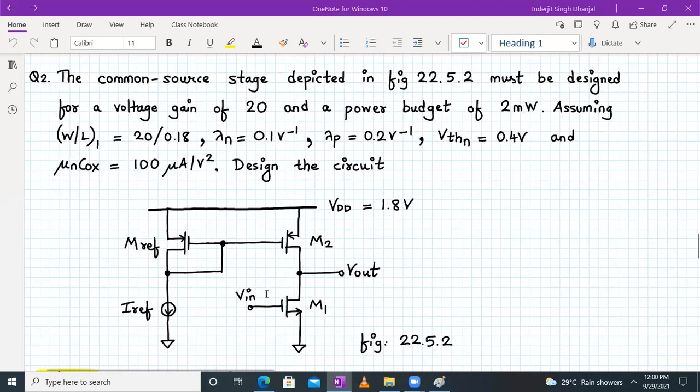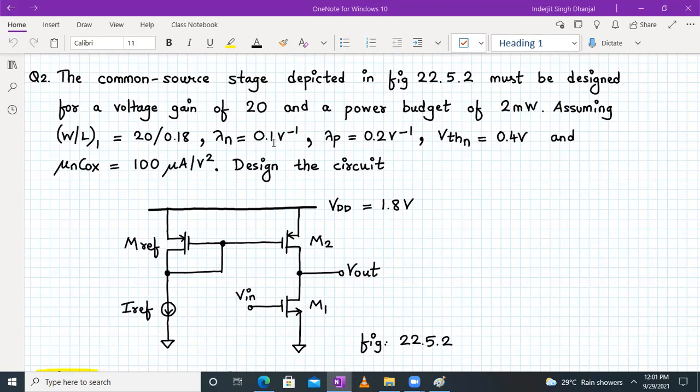Assuming W by L of M1 is given as 20 divided by 0.18, lambda n is given for the NMOS transistor, it's 0.1, right? And lambda p is given, that is 0.2, VTH n is 0.4 volt, and mu n Cox value is given as 100 microampere per volt square. So we have to design the circuit. That means we have to determine the values of I reference, then the transistor sizing for M reference and M2 transistor. Okay. So now I think we can begin.